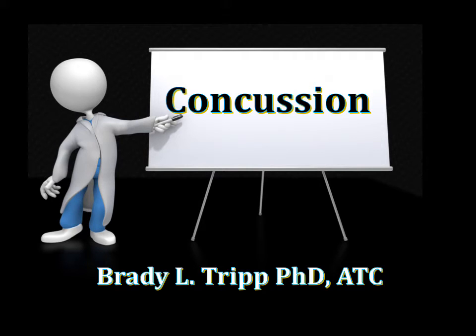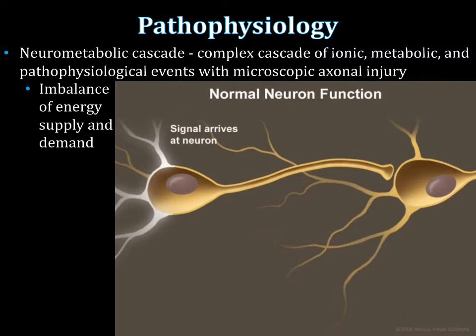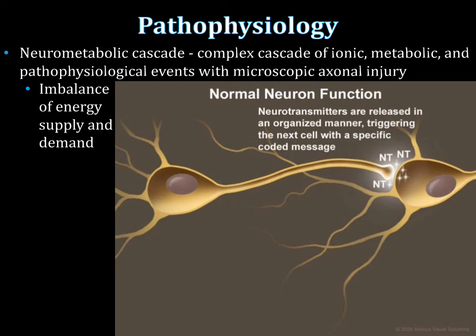All right, hello everybody. We're going to be going over concussions and the pathophysiology of what's going on during a concussion. So here we can see a normal neuron receiving a signal traveling down the axon to another cell and releasing neurotransmitters organically, triggering the next cell.